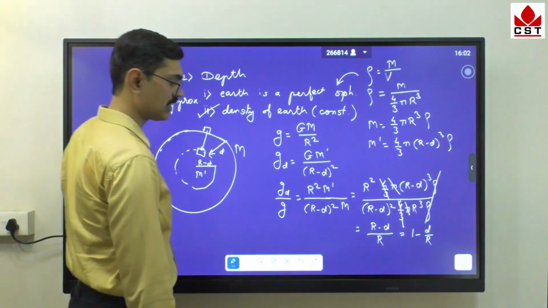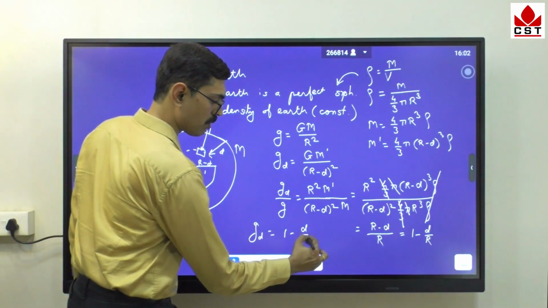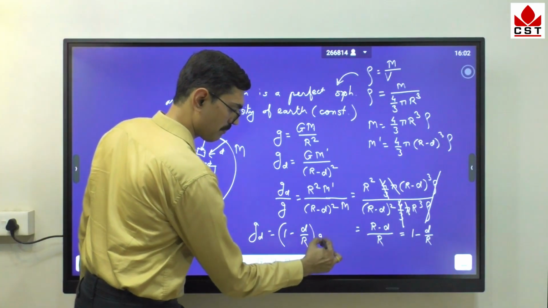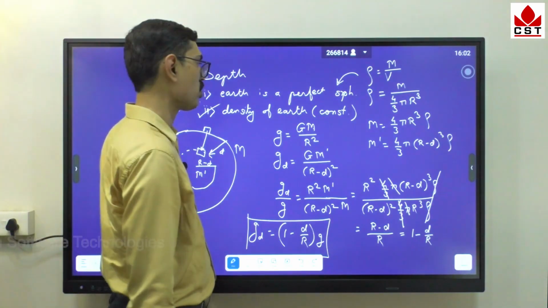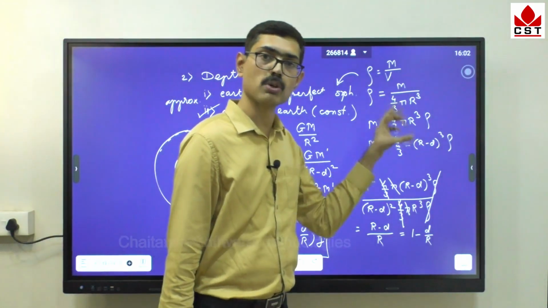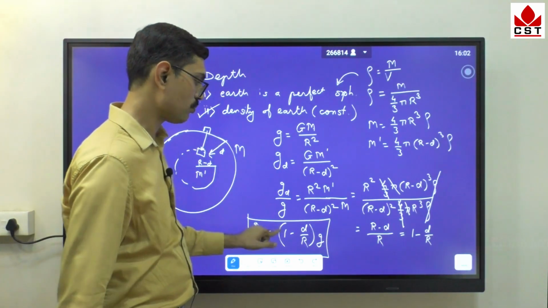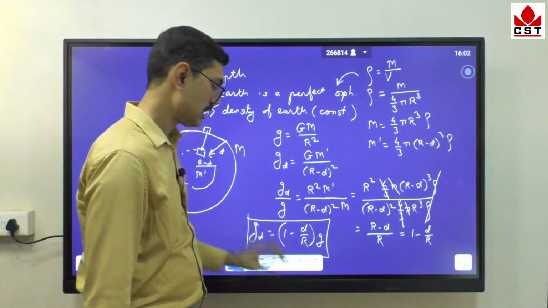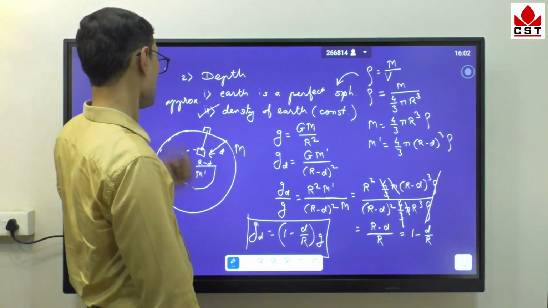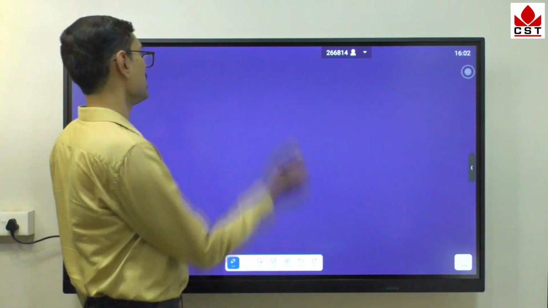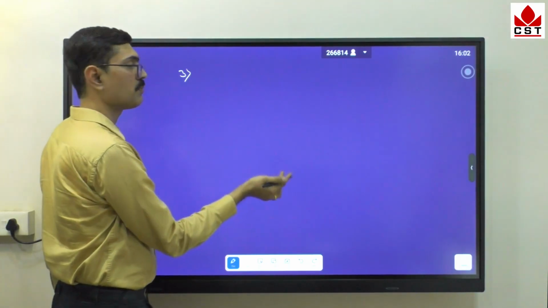So we are getting the final formula as gd is equal to 1 minus d upon r into g. So this is an approximate formula. This is always an approximate formula because we are using two approximations to calculate the gd value. So 1 minus d upon r into g is that gd value. Is it clear?